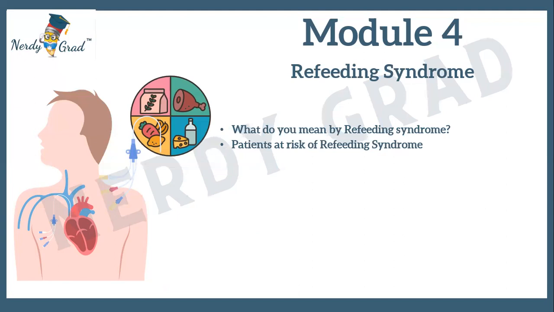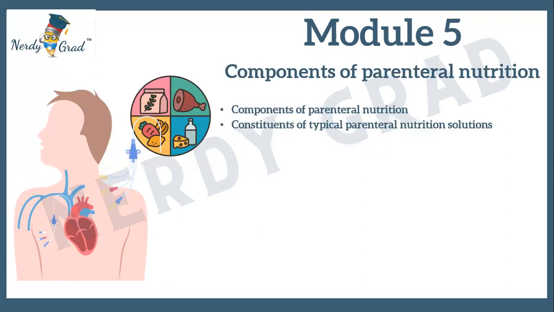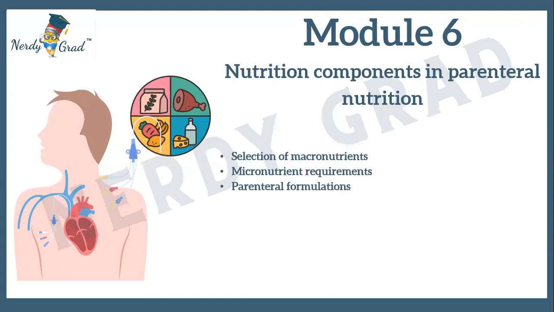Module 4 will be entirely on refeeding syndrome. So we'll first understand what it is, and then we'll also understand what kind of patients are at a risk of refeeding syndrome. In module 5, which is on the components, we'll understand the different components and also what are the constituents when we're looking at typical parenteral nutrition solutions.